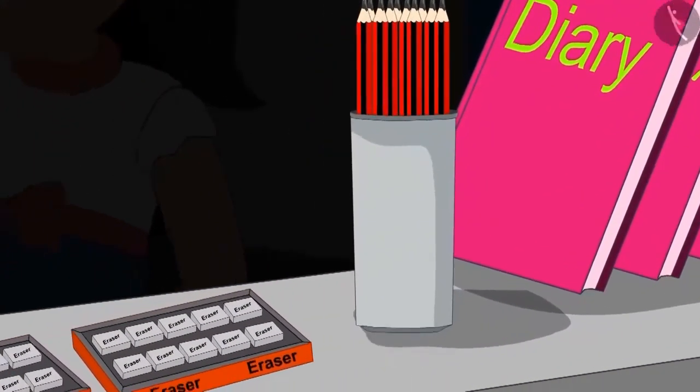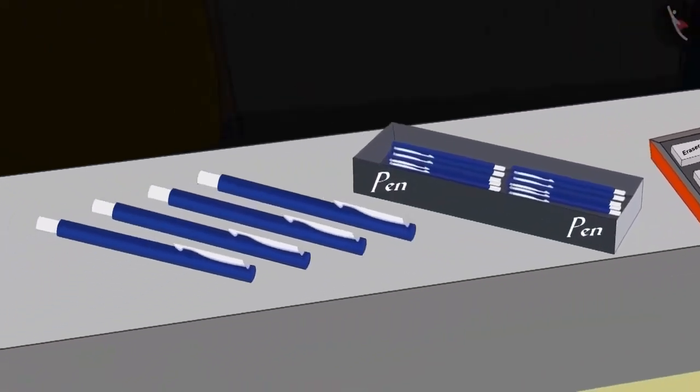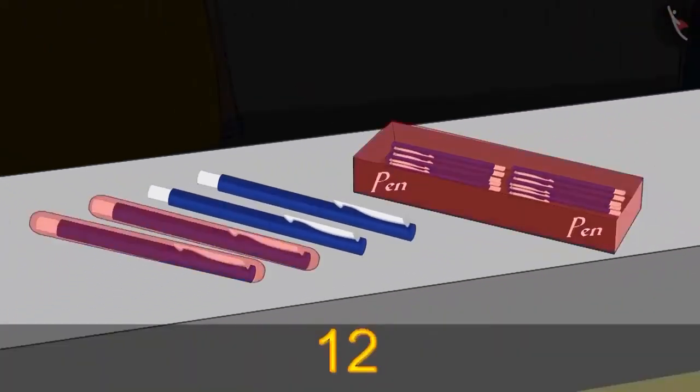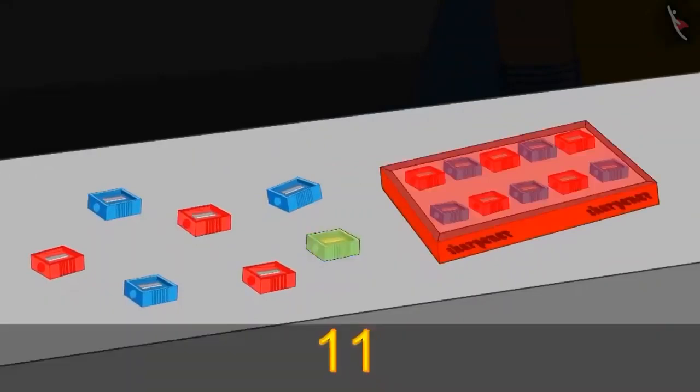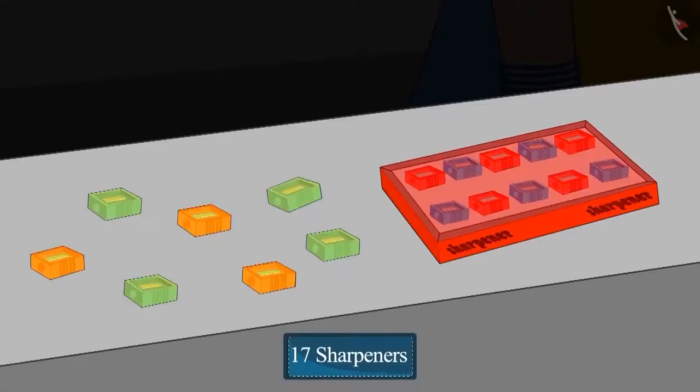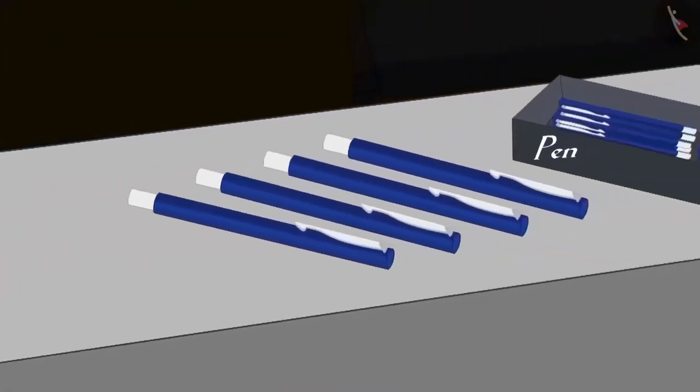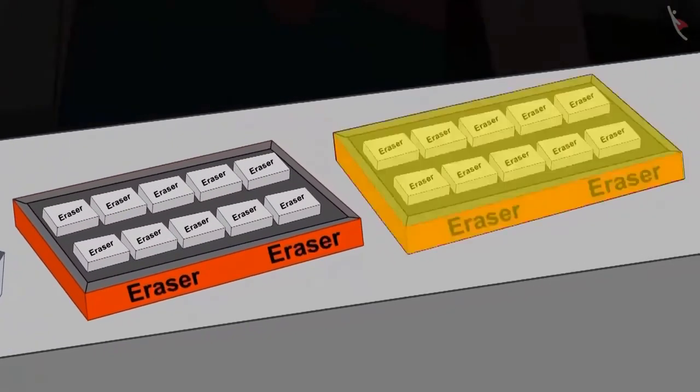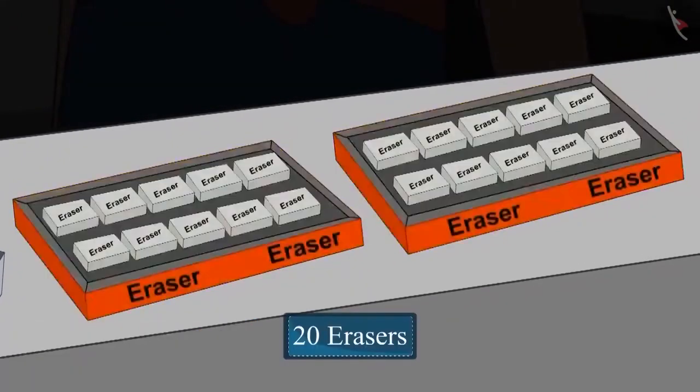Pinky counts the number of pencils first. These are 10 pencils. Then she counts the number of pens. 10, 11, 12, 13 and 14. These are 14 pens. Children, you are counting the number of all these things with Pinky, aren't you? After pens, she counts the number of sharpeners. 10, 11, 12, 13, 14, 15, 16 and 17. These are 17 sharpeners. And in the end, she counts the number of erasers. 10 and 10. These are 20 erasers.